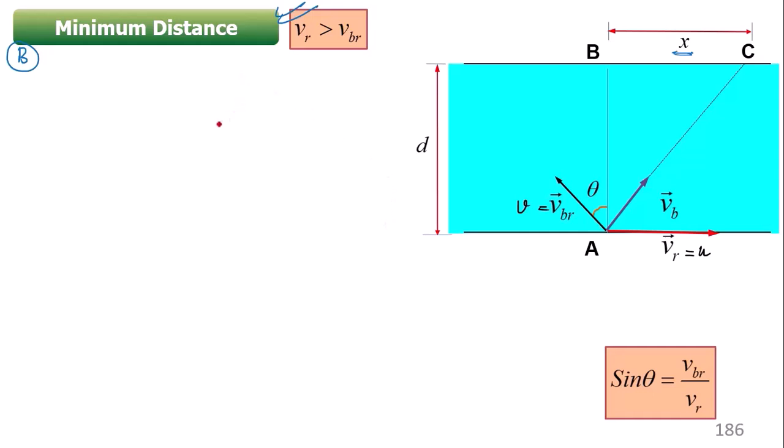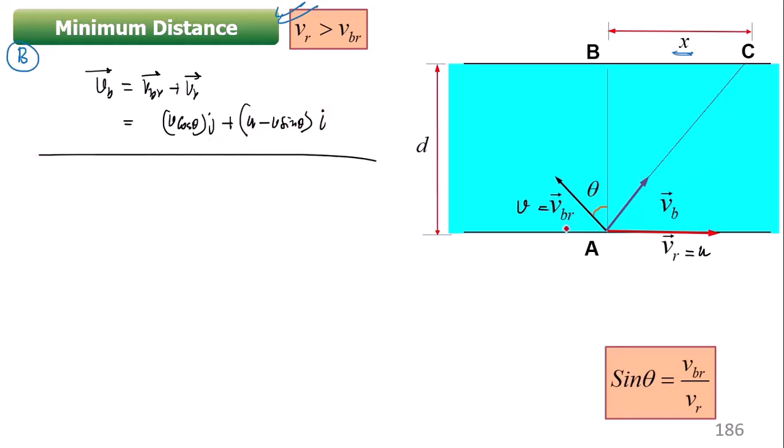Now I resolve the components of VBR and VR, and I can write the VB vector as equal to the VBR vector plus the VR vector. Now what is the VB vector? It is V cos theta j plus (U minus V sin theta) i, because VBR, that is V, has a cos theta component upward and a sin theta component in this direction. So U minus the sin theta component. So that is the VB vector.